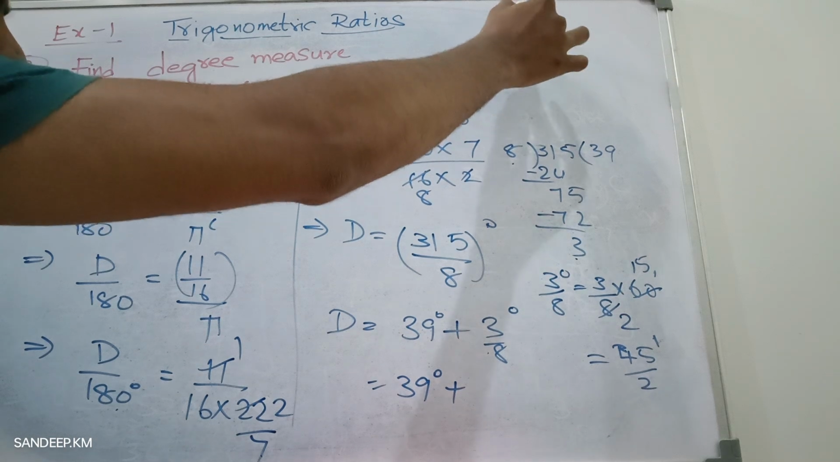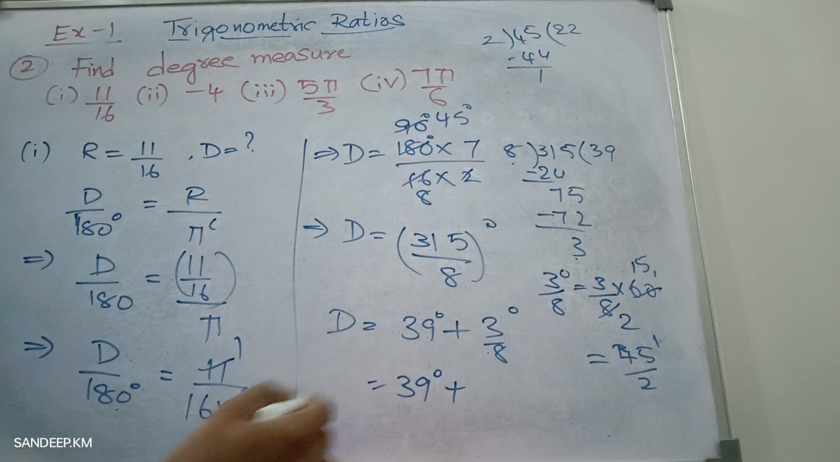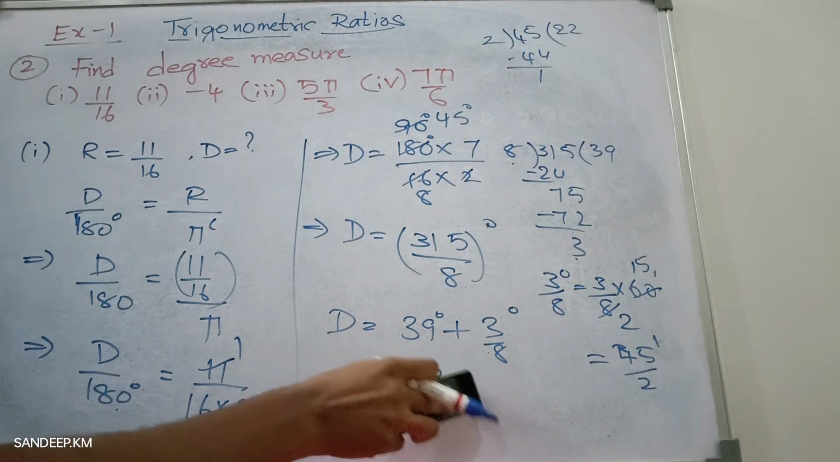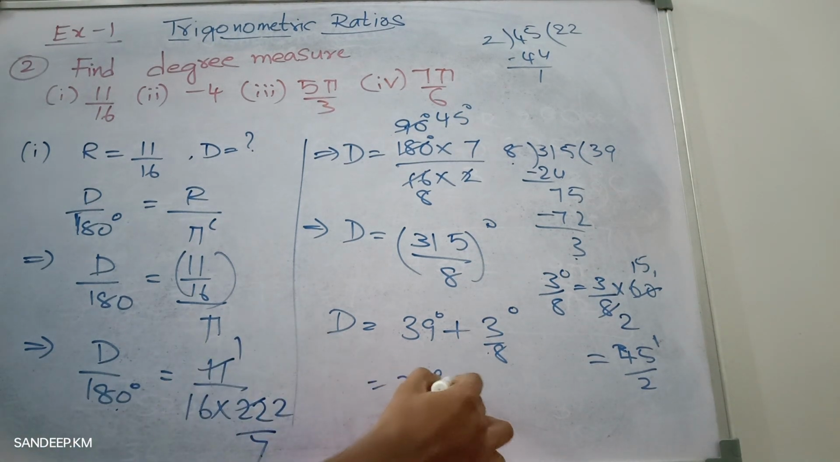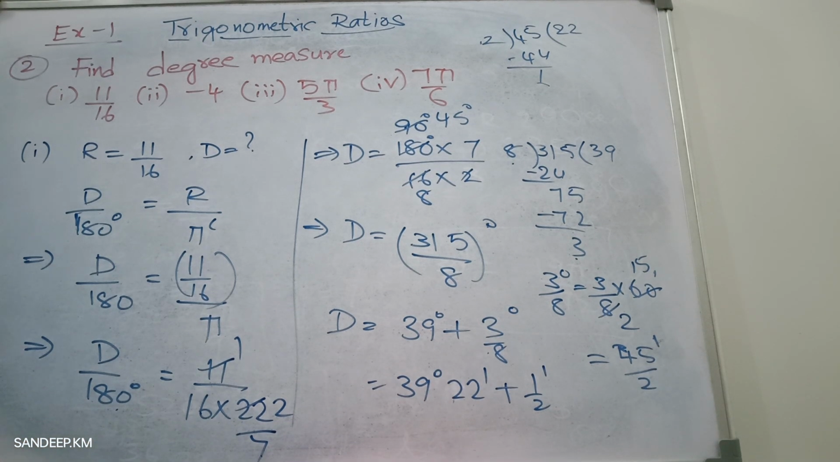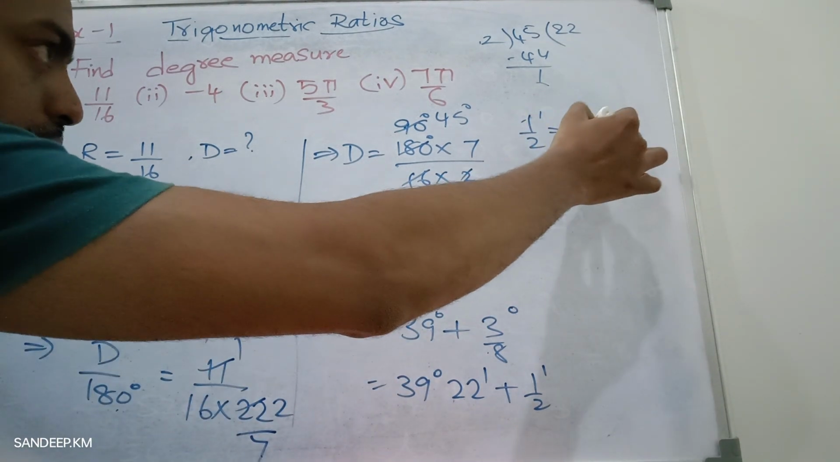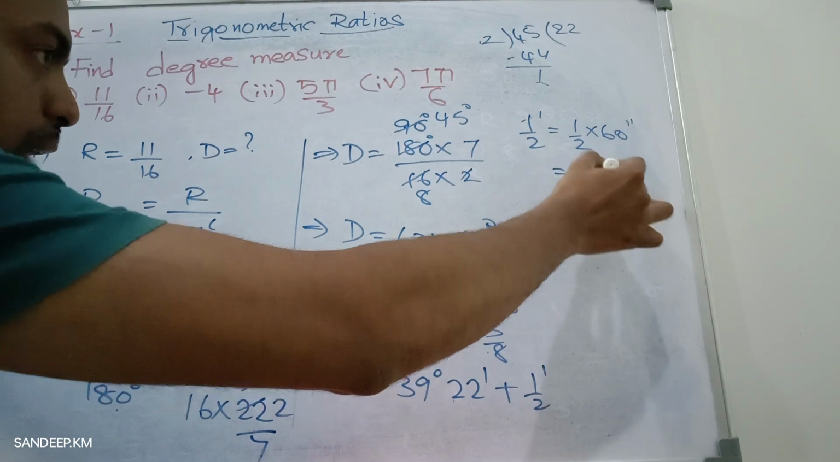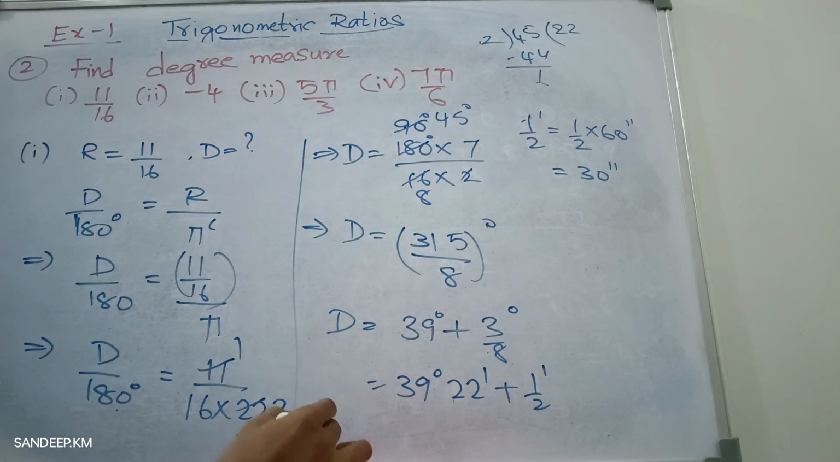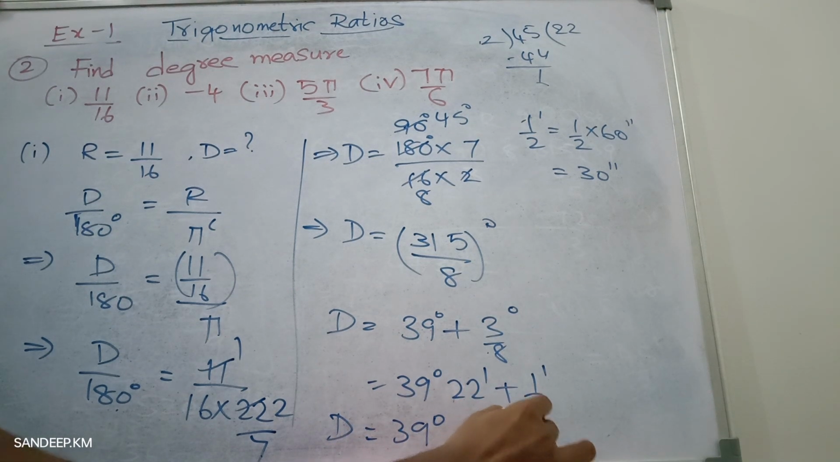So when I divide 45 by 2, you will get 2 22s are 44 with remainder 1. Which means that since I got the quotient as 22, it means 22 minutes plus half minute. Again, let us convert the half minute into seconds. So half minute is equal to half into 60 seconds. This will give you 30 seconds. And therefore, the final degree measure is 39 degrees, 22 minutes, 30 seconds.